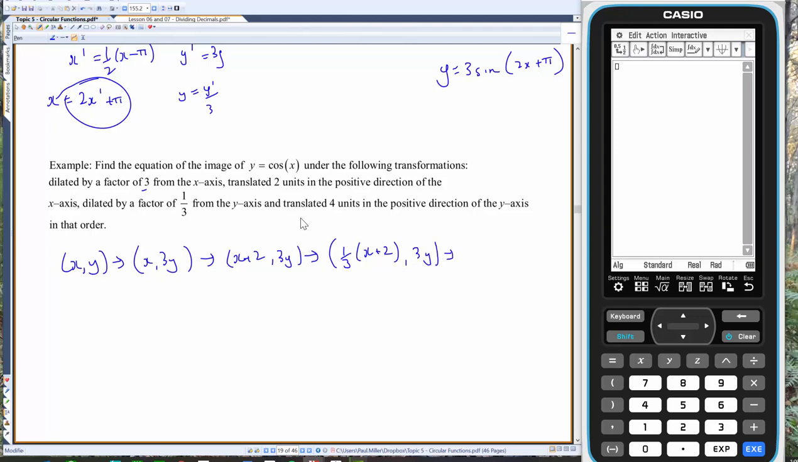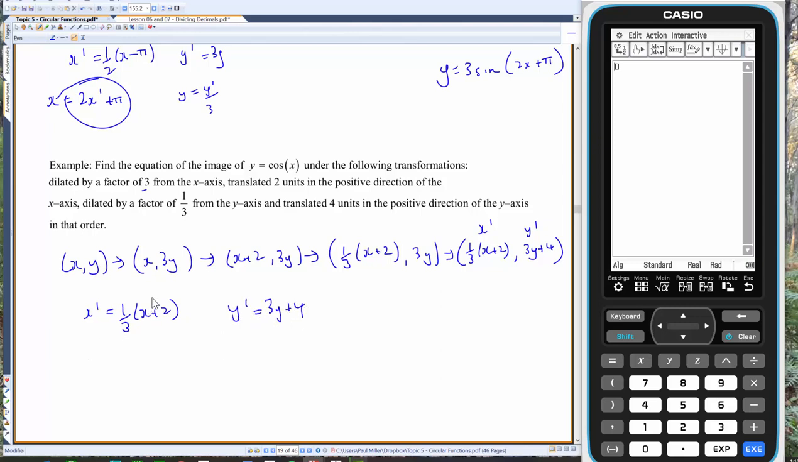And finally, translated 4 units in the positive direction of the y-axis. So that's going to be 1/3 x plus 2, comma 3y, 4 units in the positive direction of the y-axis plus 4. That's x dash, that's y dash. X dash equals 1/3 x plus 2.